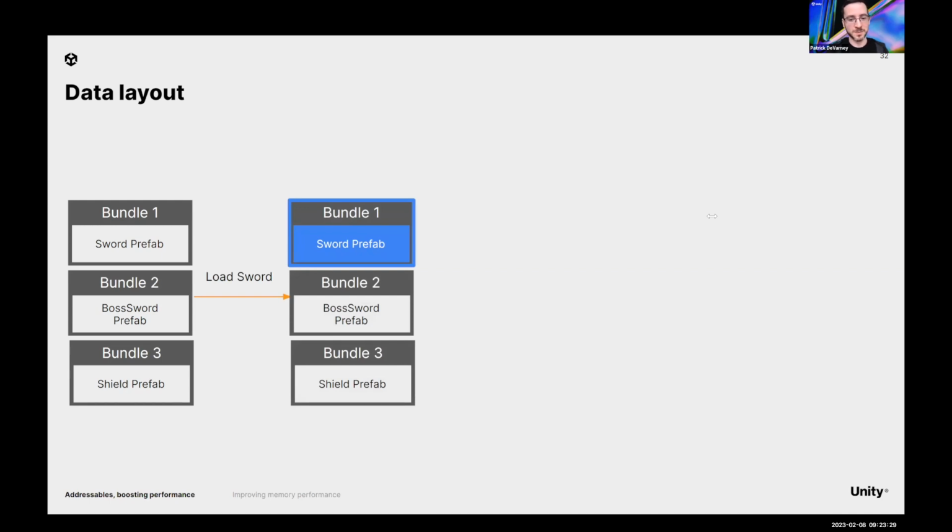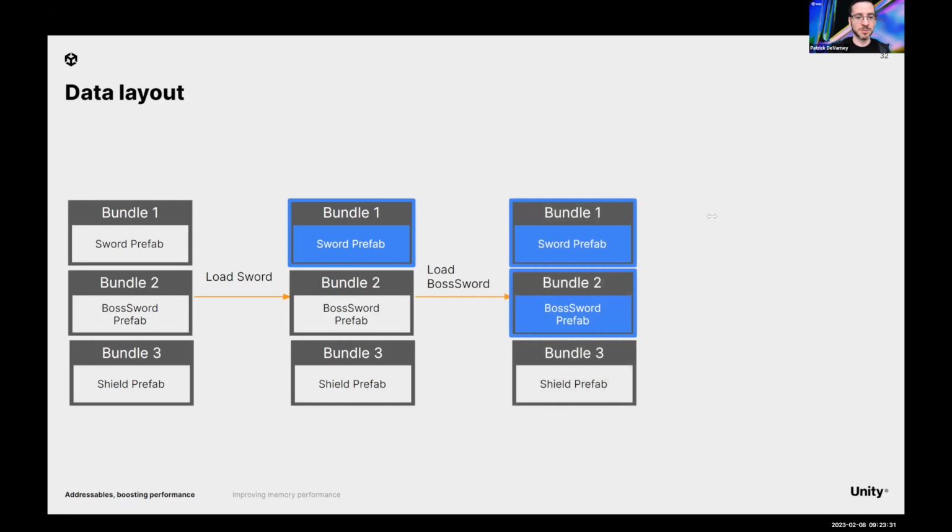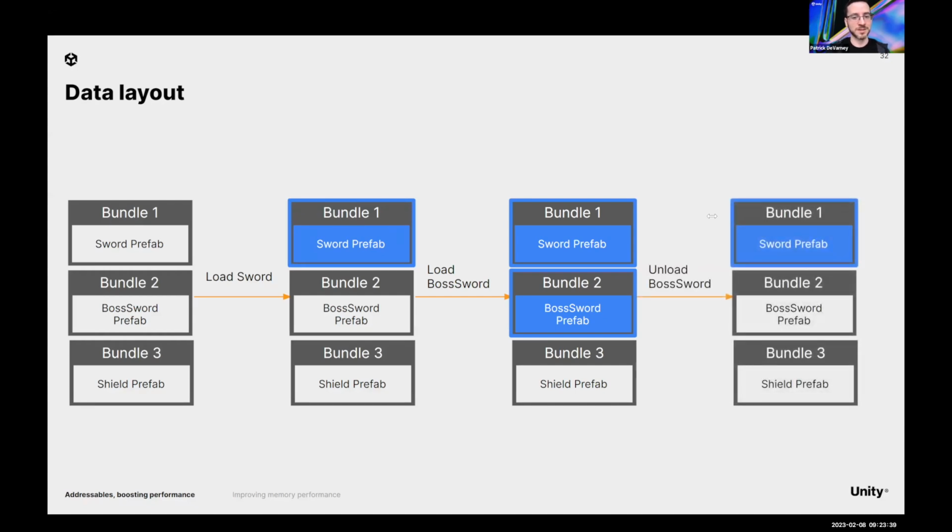This is awesome. Then the player's going to fight the big boss. So we load in the boss sword. Everything still looks good. We still haven't loaded the shield, which is great. Then the player defeats the boss, and the sword disappears. We then tell Addressables to unload the boss sword. And now we can see the boss sword was able to be unloaded. That's because it's not waiting on the other bundles to be unloaded. Everything inside the same bundle isn't used anymore, so everything gets unloaded.